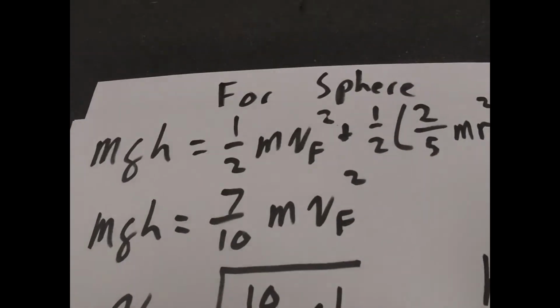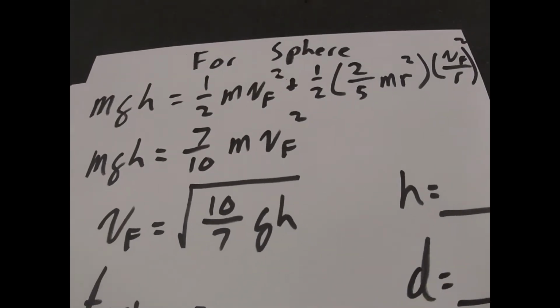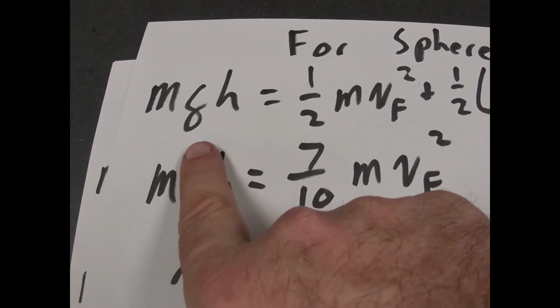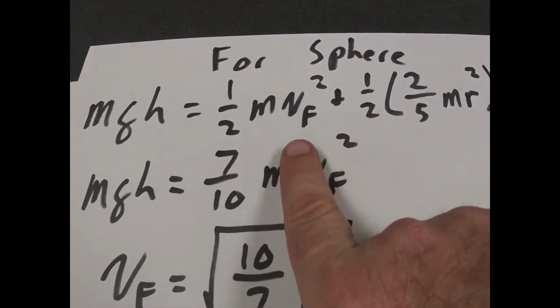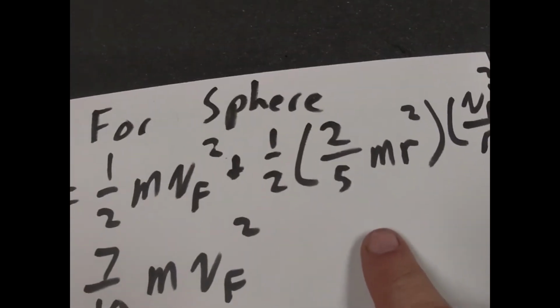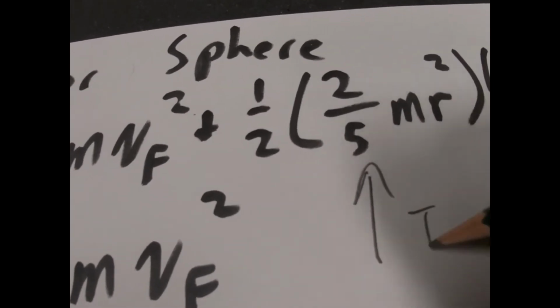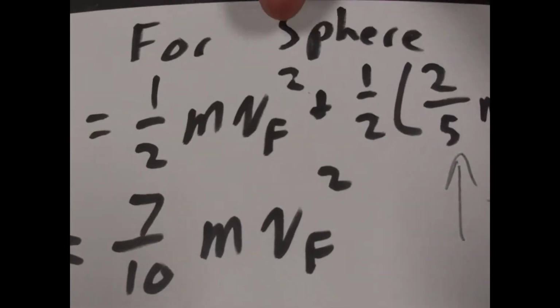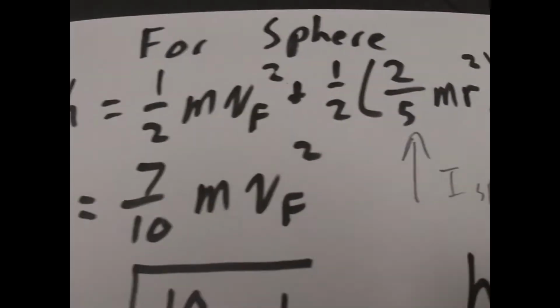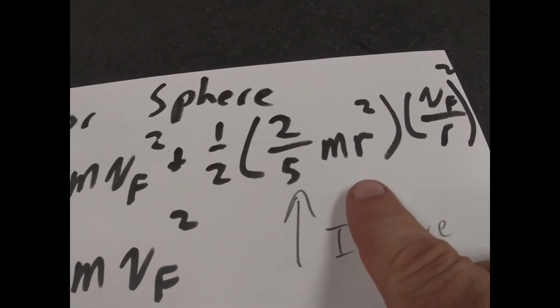We do the same thing for the sphere, and I'm just going ahead and doing all of my shapes at once here with my theoretical discussion. Almost the same statement: mgh, our initial potential energy, equals our final kinetic energy, 1/2 m v final squared, plus the moment of inertia for a sphere. So we're going to look at the sphere this time. Everybody knows that the moment of inertia of a sphere is 2/5 mr squared.